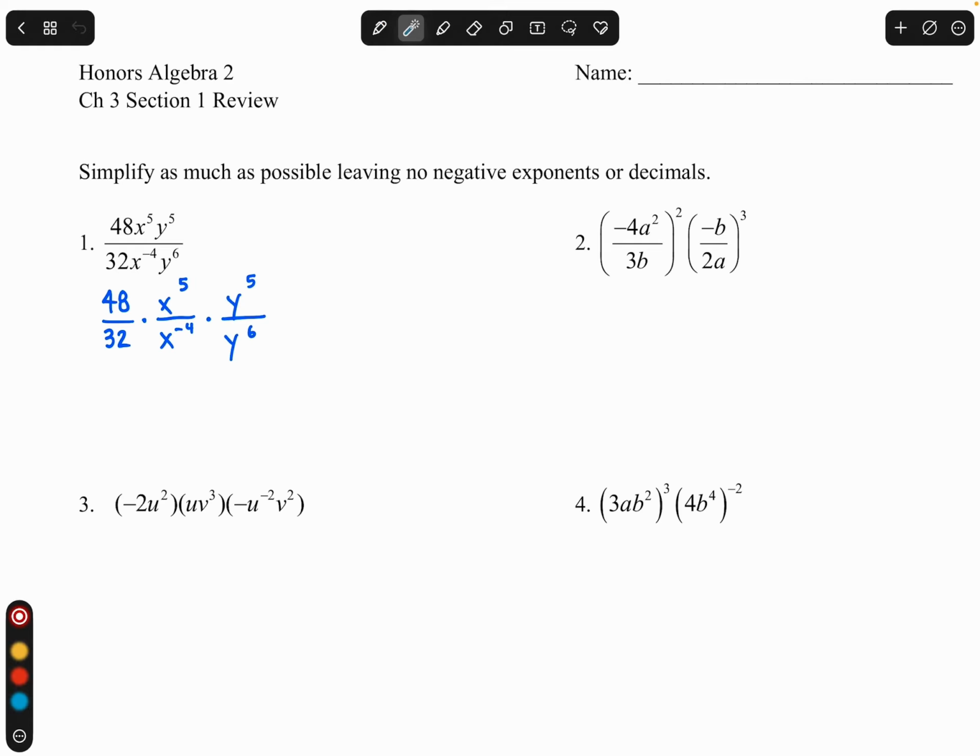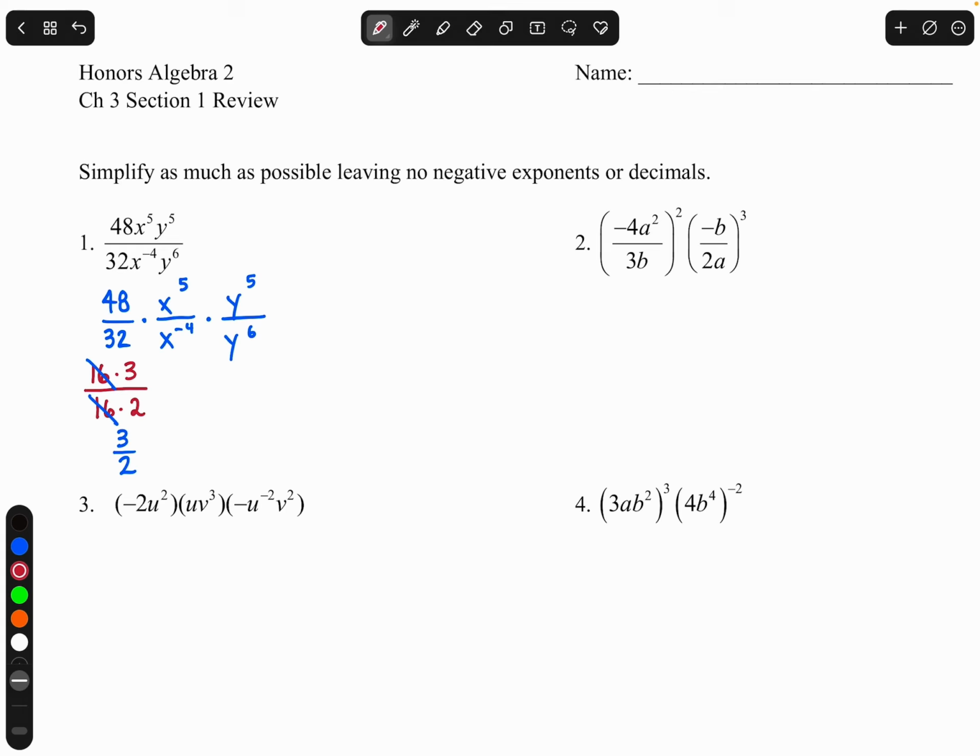Now we can analyze each of these parts, simplify them down, and put it back together. When I look at 48 over 32, I know that 16 is a common factor of both of these numbers. This is like 16 times 3 over 16 times 2, in which case those 16s cancel and I have 3 halves left over.